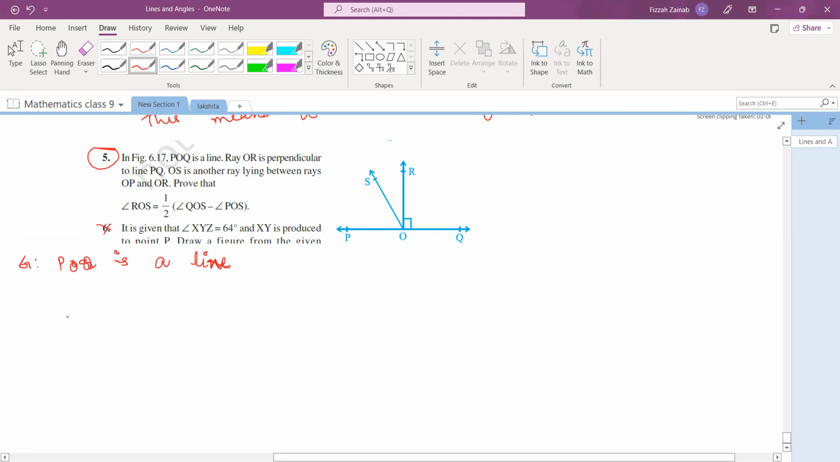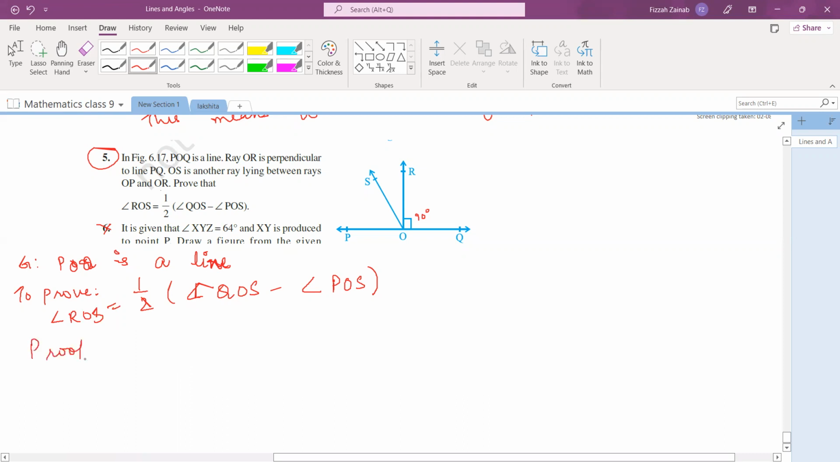Ray OR is perpendicular to line PQ. That means this angle is 90 degrees, right? Perpendicular. Okay. OS is another ray lying between rays OP and OR. Now this you have to prove, that half of angle QOS minus angle POS is equal to angle ROS. Sorry, on the left hand side I had not written angle ROS. Is this clear?